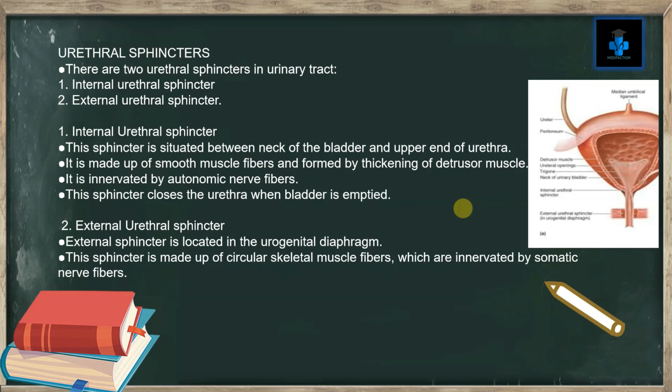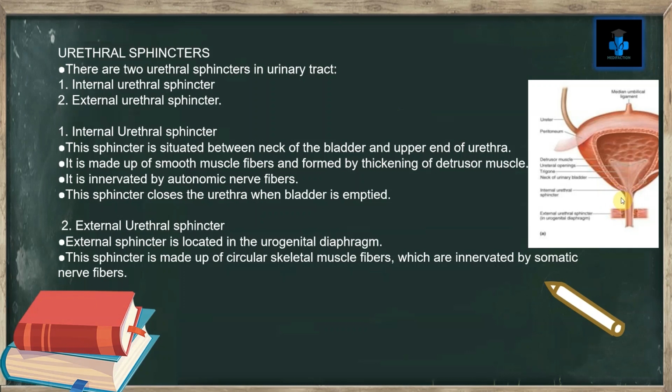Now let's move on to urethral sphincters. There are two urethral sphincters in the urinary tract. Number 1 is the internal urethral sphincter and number 2 is the external urethral sphincter. So here you can appreciate the internal urethral sphincter.